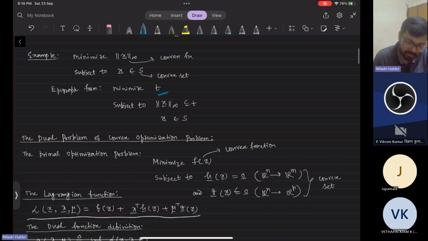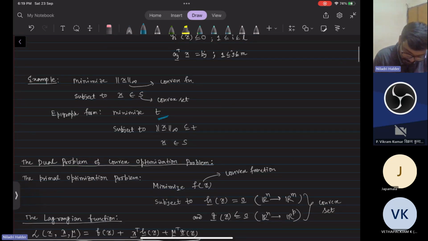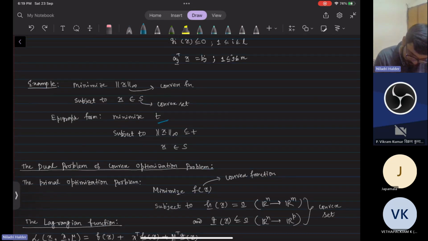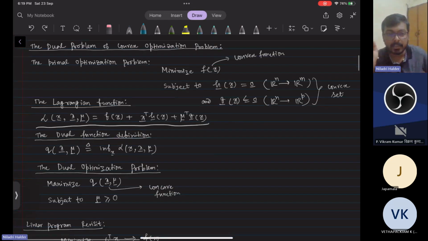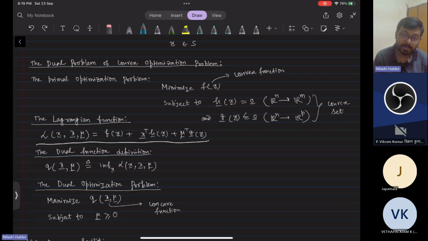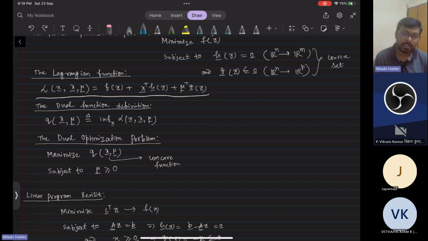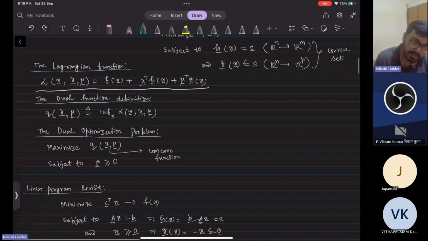The dual problem of a convex optimization problem: duality may be taught next week maybe, and this session will help you understand duality better. Suppose this is a primal optimization problem, minimizing f(x) subject to these constraints, one equality constraint and another inequality constraint. Then we need to find the Lagrangian function L(x, lambda, mu), where L is equal to f(x) plus lambda transpose h(x) plus mu transpose g(x).